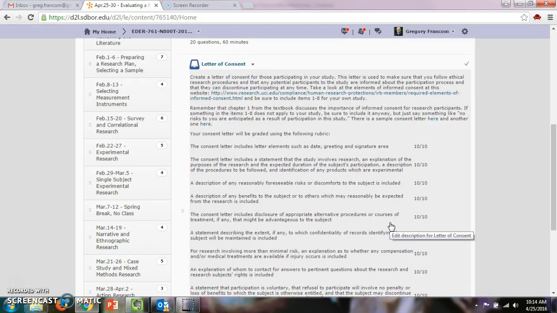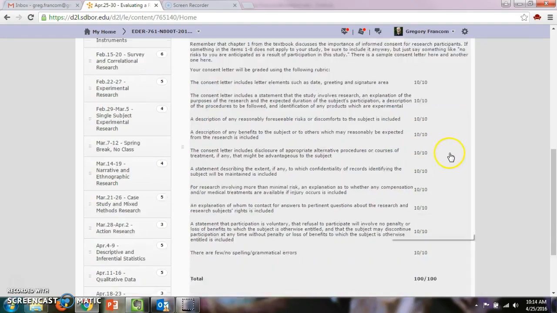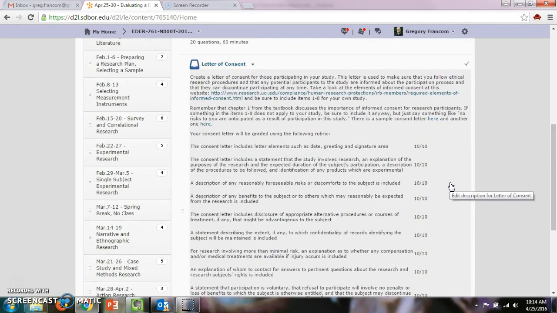So take a look at the elements of informed consent at the website given there, and be sure to include items 1 through 8 for your own study. And then you can refer back to chapter 1 from the textbook, which discusses the importance of informed consent for research participants. So you can't just involve people in your study until they actually are informed and consent to be a part of your study. And this consent letter will allow you to do that. You can give this to participants in your research study to be able to do that.